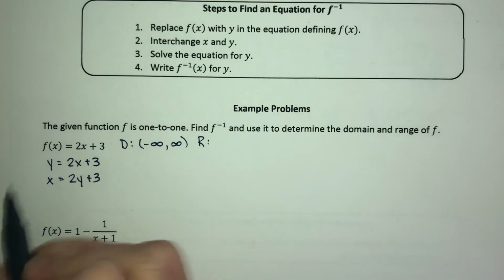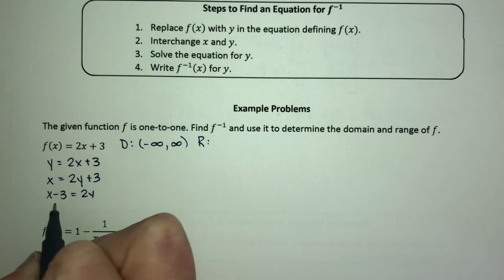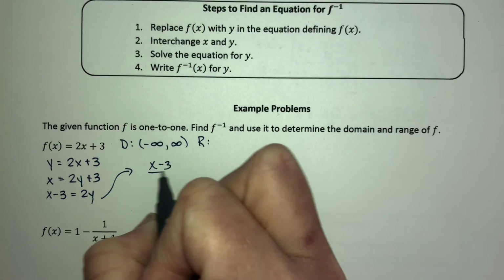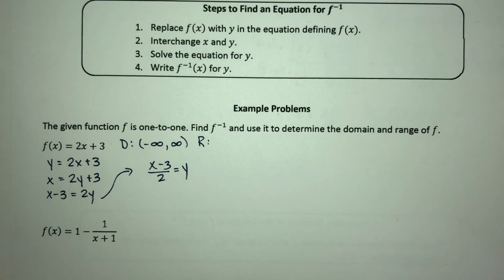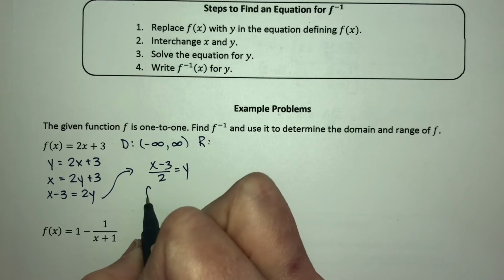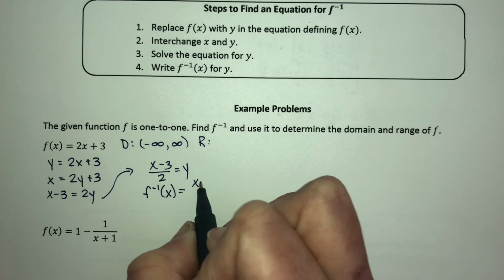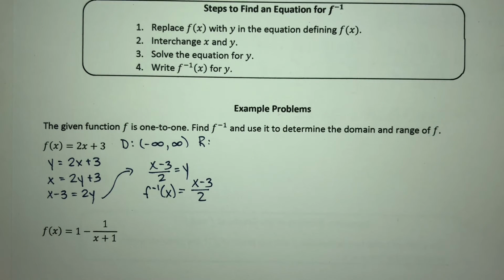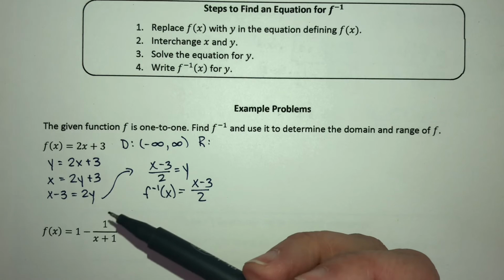Solve this for y: subtract 3 from both sides, and then divide by 2, and I get (x minus 3) over 2 is equal to y. And then our last step is to write f inverse of x is equal to (x minus 3) over 2. So this is the inverse function. I have the domain, I just need to find the range.